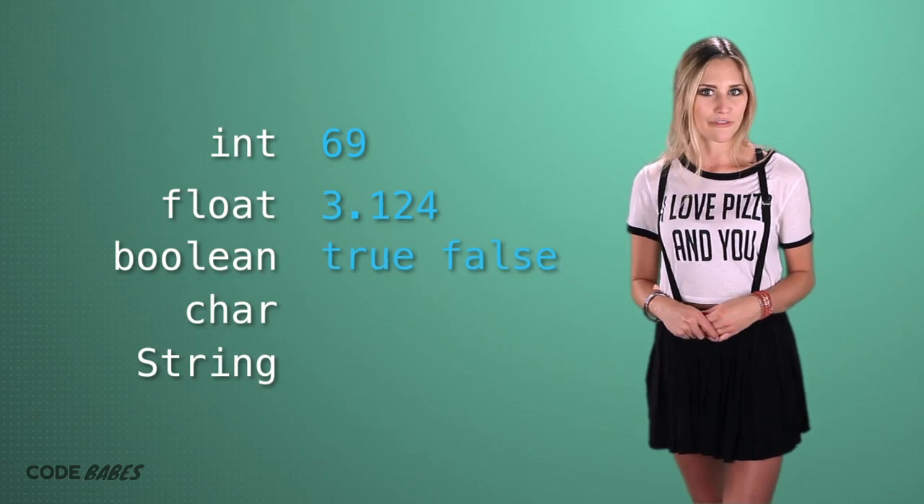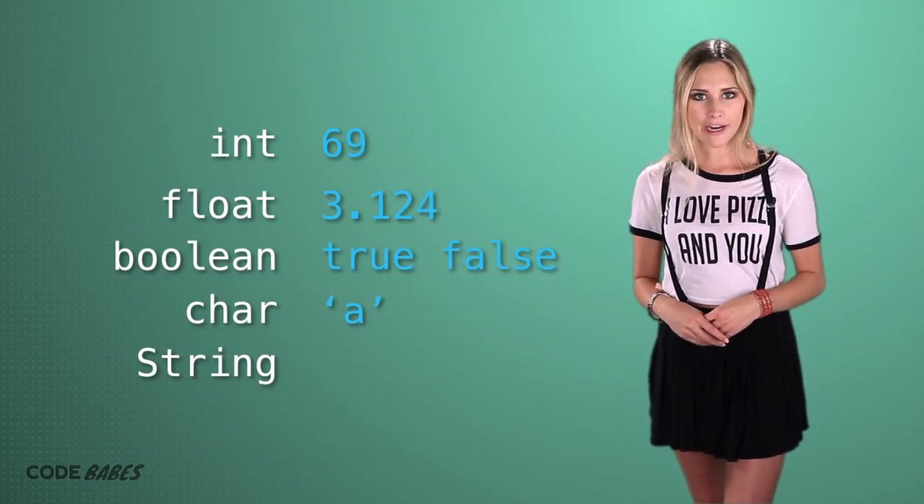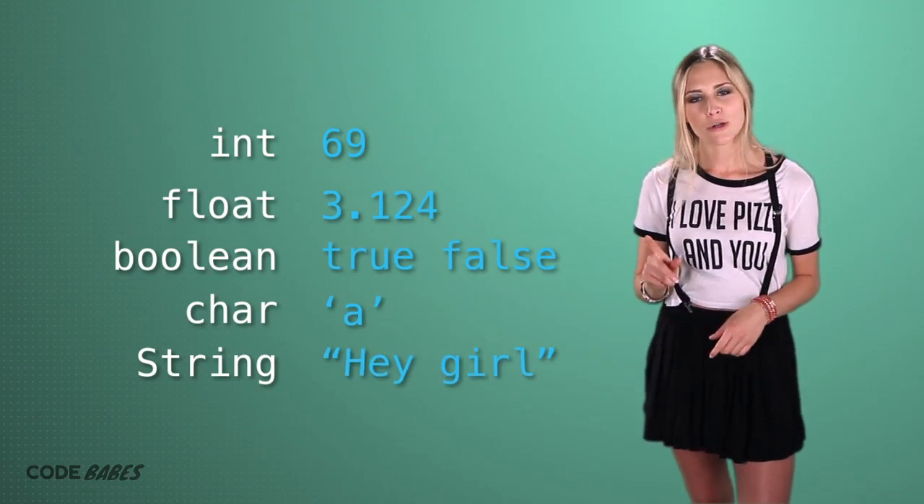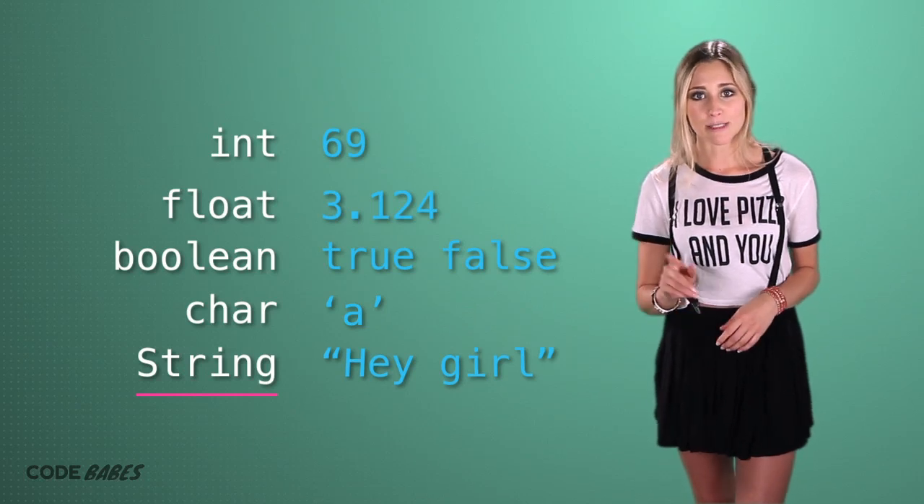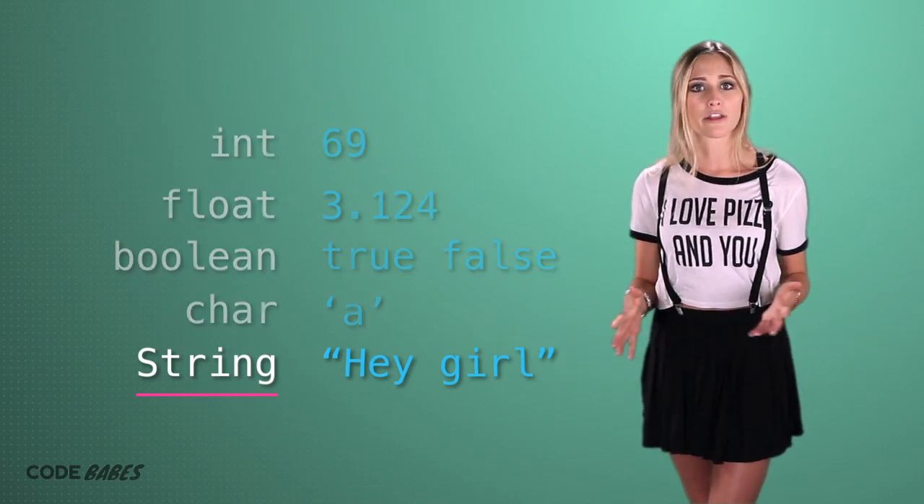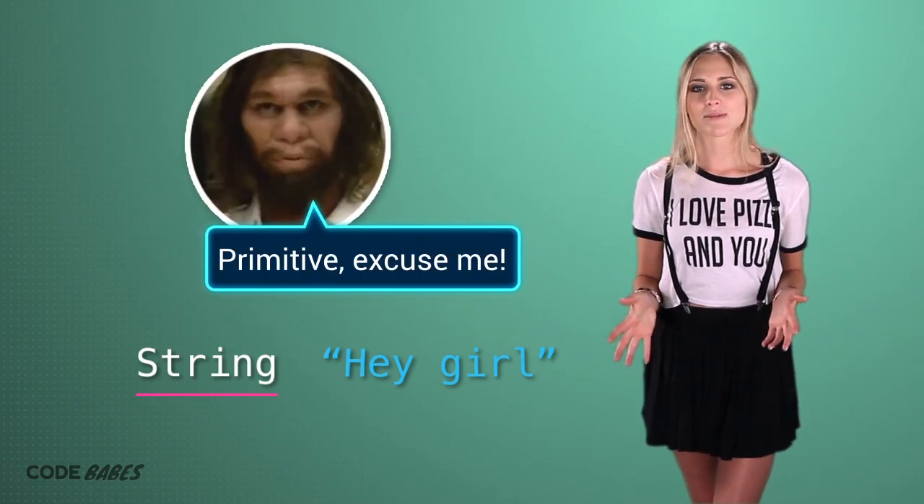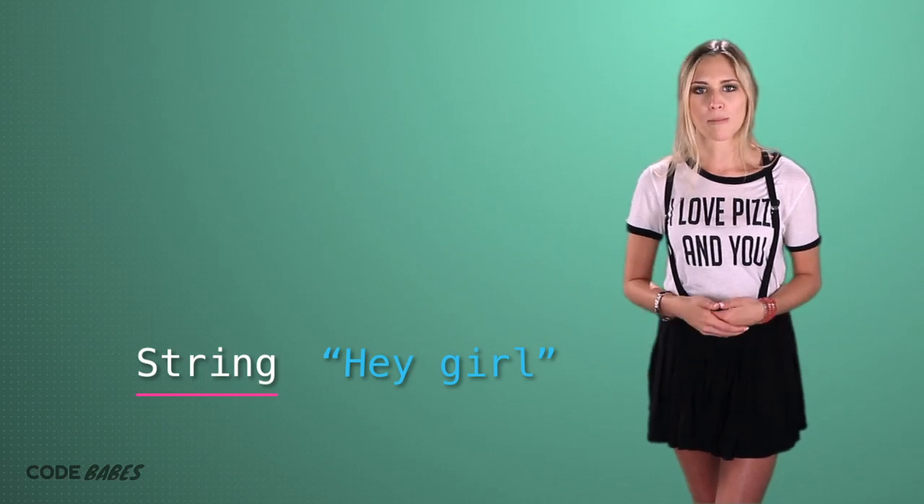Boolean holds true or false. Char holds a single character, and String. Notice String is capitalized. That's because it's a complex data type while the others are known as primitives. All this means a String is actually an object that we can call methods on.